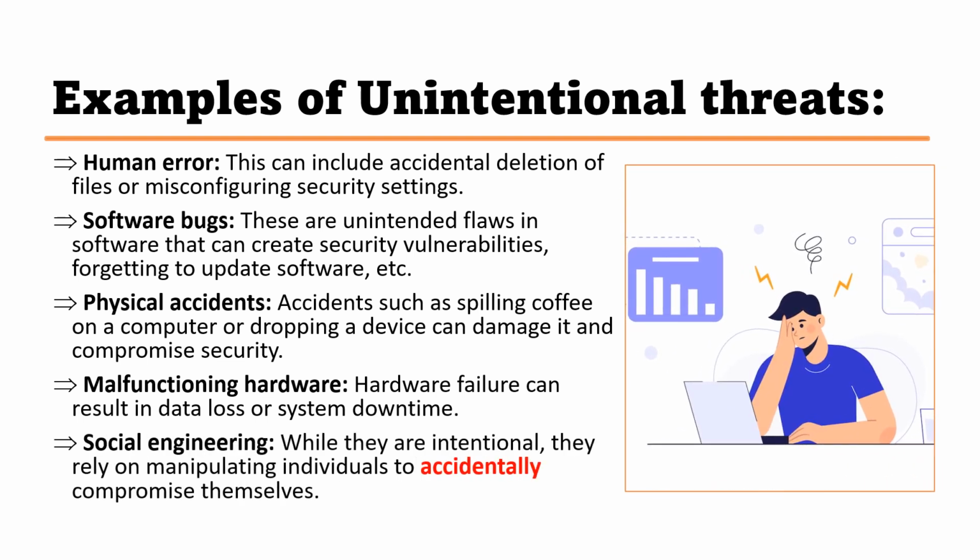Social engineering. While these attacks are intentional, they rely on the manipulation of individuals to accidentally compromise themselves. Social engineering does not happen if the victim is aware. It happens unconsciously through persuasion, and the victims get to release details and confidential files or resources they are not supposed to release. The act of accidentally compromising themselves is what makes this an unintentional threat.